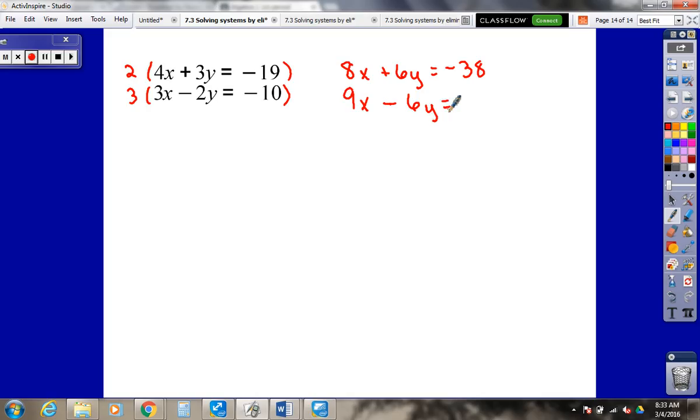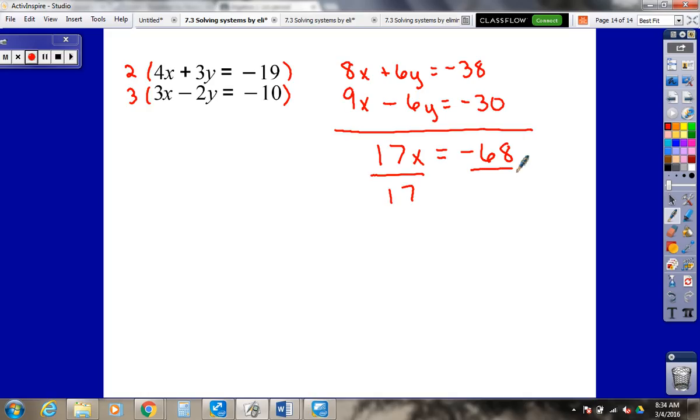Okay, then what do we end up with? Negative 30. Good. Okay, so then when we add these together, Courtney, what do we get? 17x. 2 negatives, so add and keep the sign. Minus 2. Good. Okay, and then dividing both sides by 17. Anybody know what we get? Negative 4. Okay, good. X equals -4.